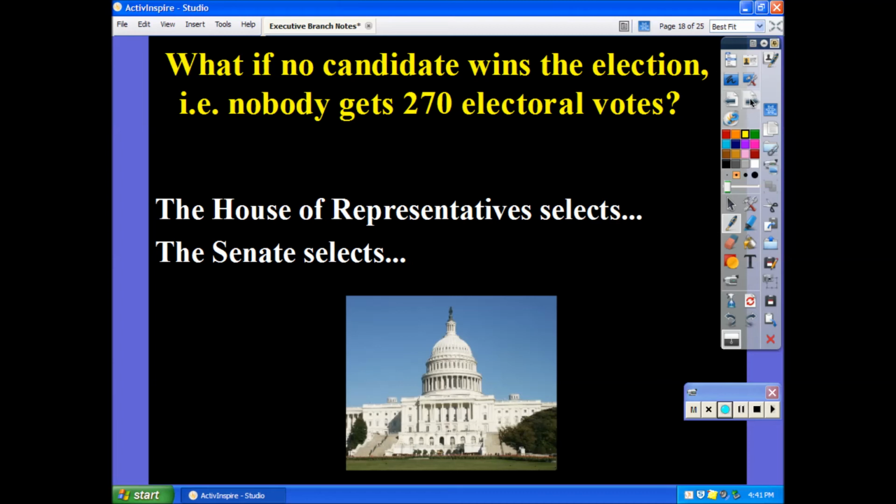Now, some people say that they'll select the president from those who are running for president, from those who have the most electoral votes, except there's no specification for that. It's more of an assumption or a tradition. But the reality is, they could pick whoever they want. They could pick somebody who wasn't even running, as long as they're qualified to be president. The Senate will then turn around and select the vice president.